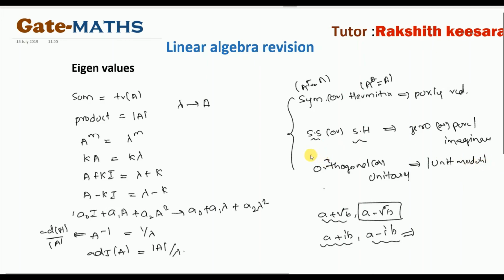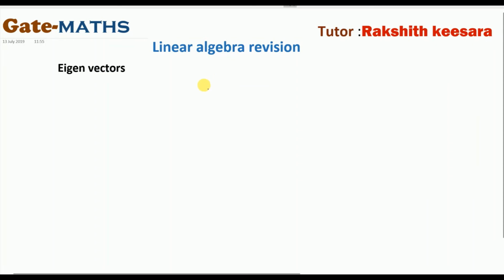What is an orthogonal matrix? A transpose equal to A inverse. A into A transpose equal to I. What is a unitary matrix? A into A theta equal to I. These three are very important properties. While coming to eigenvectors, the first step is you should find the eigenvalues. After finding the eigenvalues, you should substitute in this equation (A minus lambda I) into x equal to 0. For each eigenvalue lambda, you will have an eigenvector. Suppose lambda is equal to 1, 2, 3.